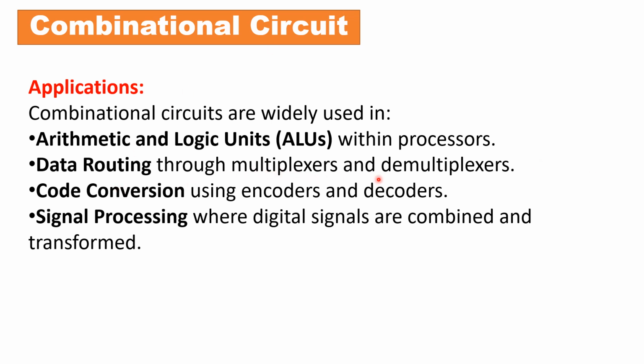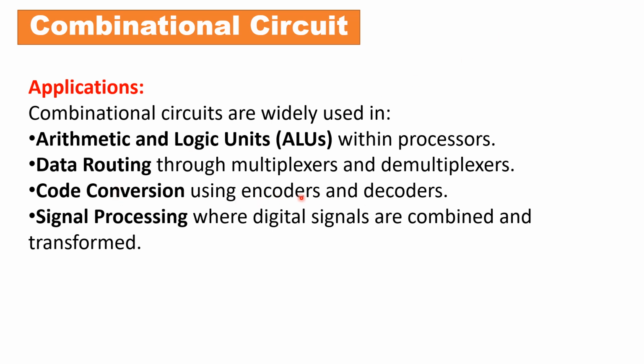Multiplexers and demultiplexers are essential for directing data through different paths. A Mux selects a single output from multiple input lines, while a Dmux routes a single input to one of many outputs. These circuits ensure efficient data transfer in communication systems and memory devices.